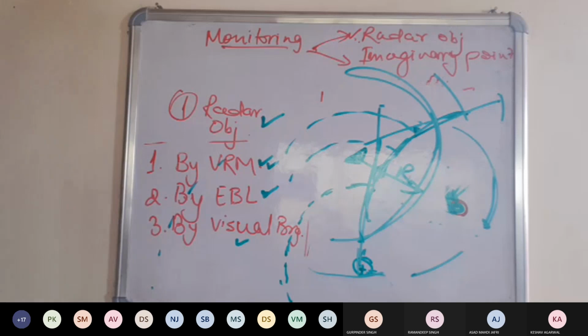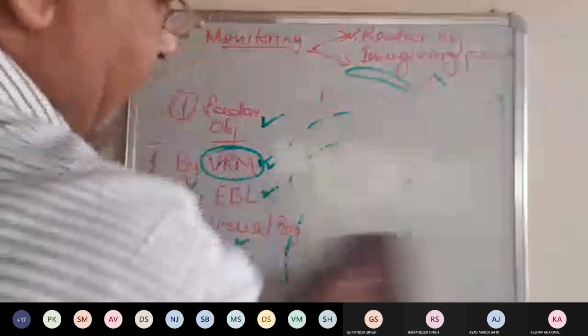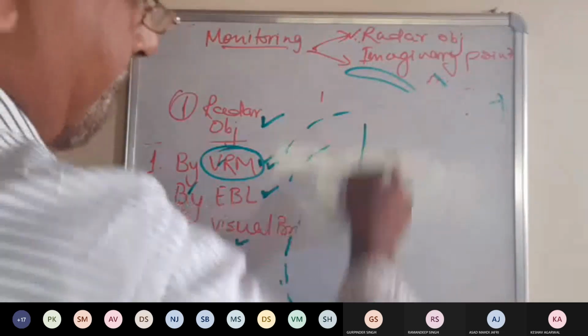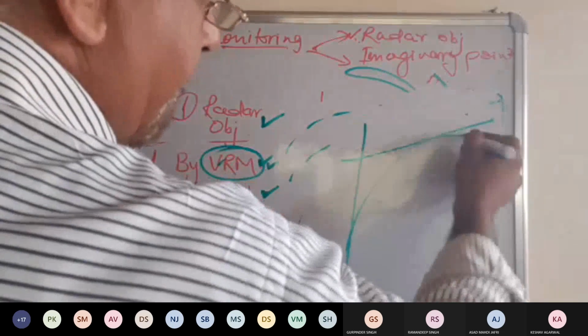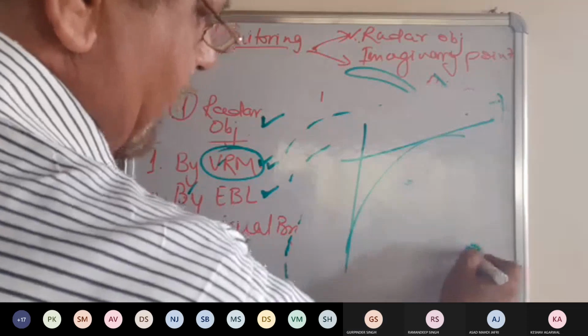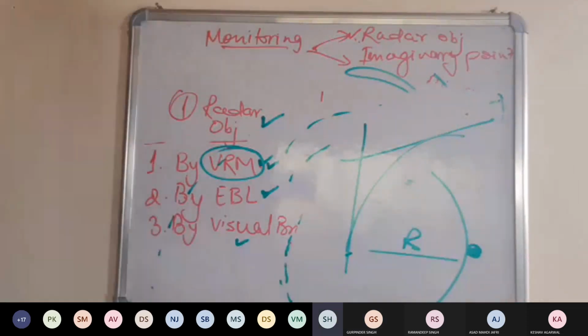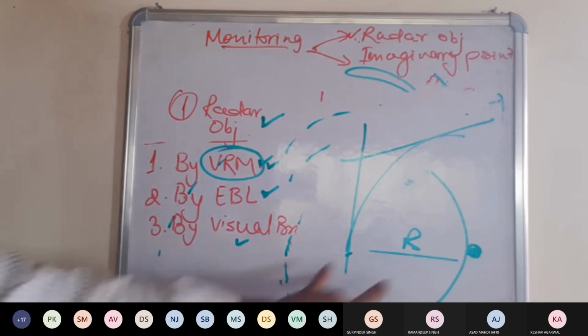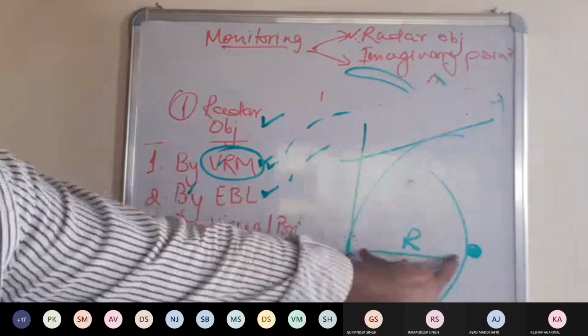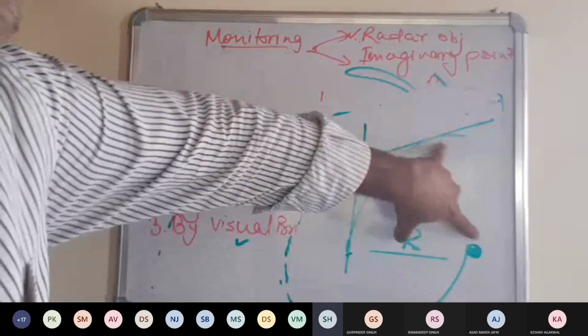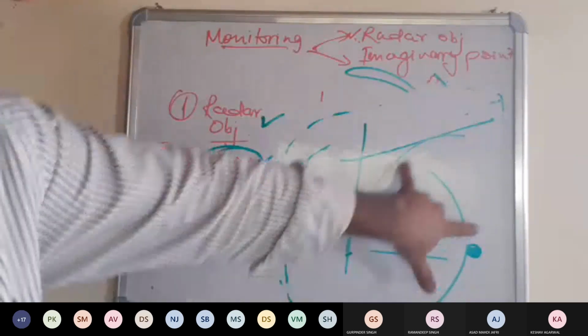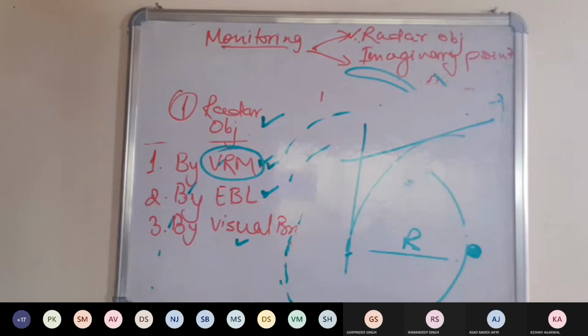So during the turn and monitoring by VRM, the radar object should always be maintained at the circumference of the VRM. If that is there, that means we are always turning properly. Yes, sir. सर सीधे Understood?